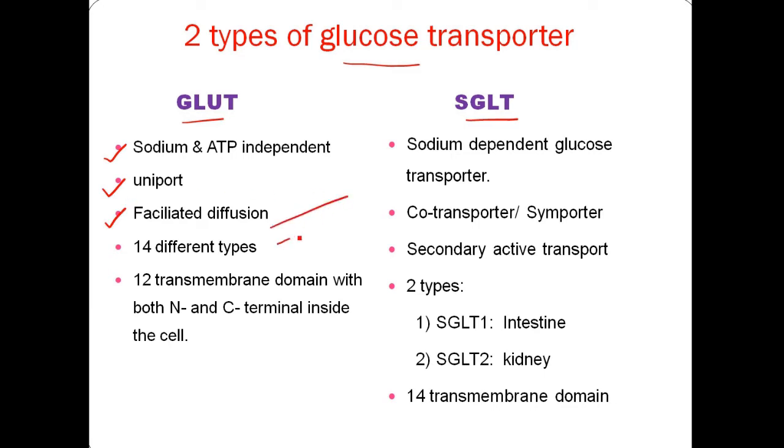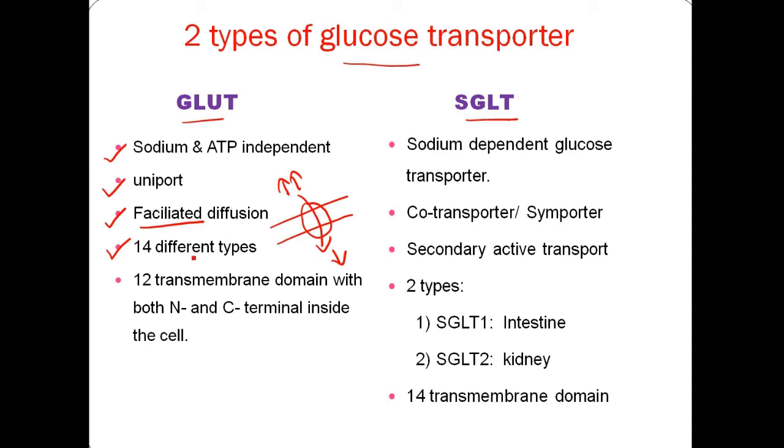What it means is, suppose this is a cell membrane and this is the carrier molecule GLUT, then glucose will be transported from the region of high concentration to the low concentration. That's why it's called facilitated diffusion. Facilitated means this carrier will be facilitating the transport of glucose, the diffusion of glucose from the region of high concentration to low concentration.